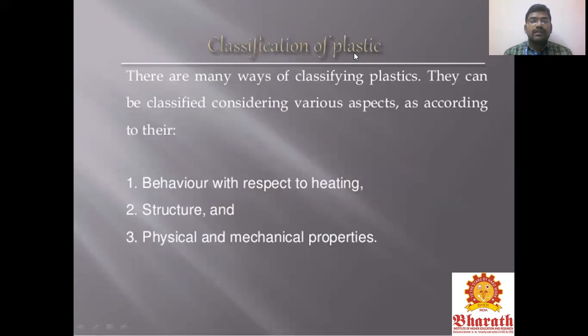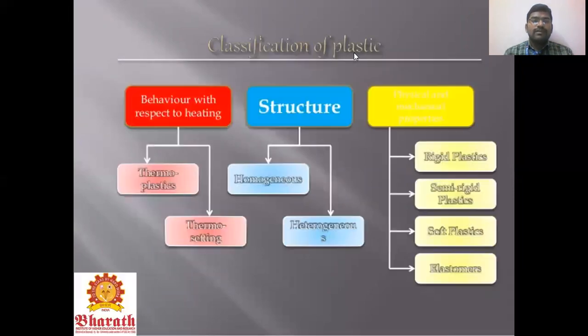There are many ways to classify plastic. They can be classified considering various aspects: one is behavior with respect to heating, another is structure, and next is physical and mechanical properties of plastics. These are the three different types of classification of plastics.